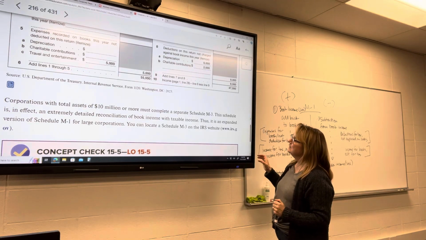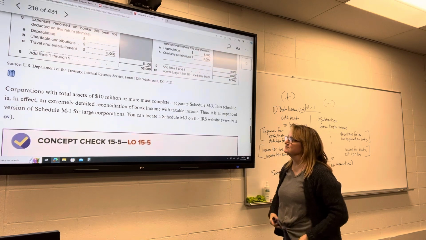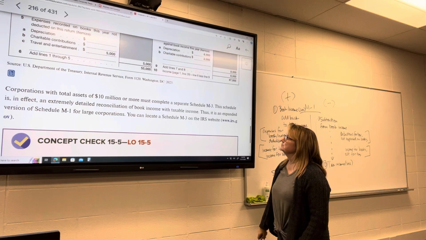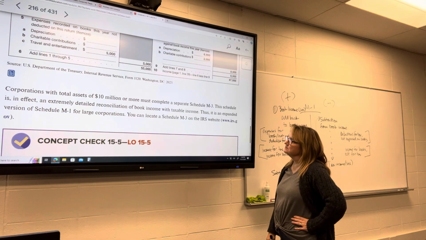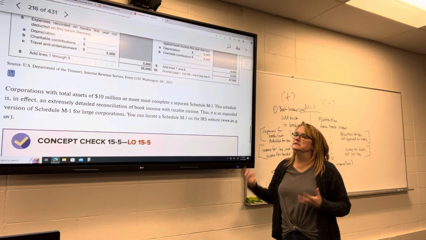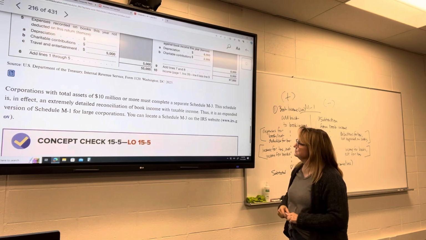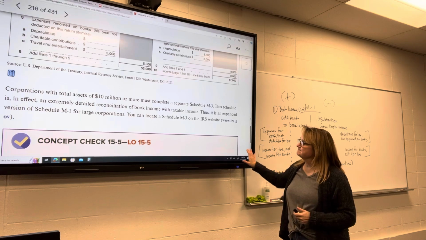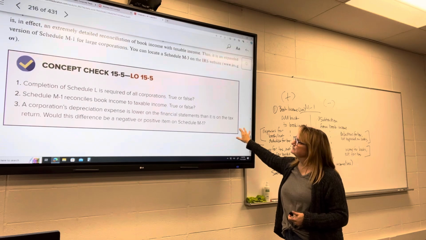Okay. So the M3: if a corporation has total assets of 10 million or more, they have to complete this Schedule M3, which is an even more detailed M1. But they only have to do that if their total assets are 10 million or more. It's just a little bit more involved.